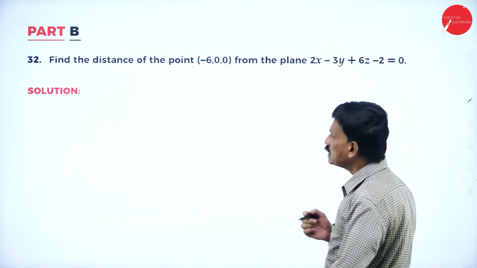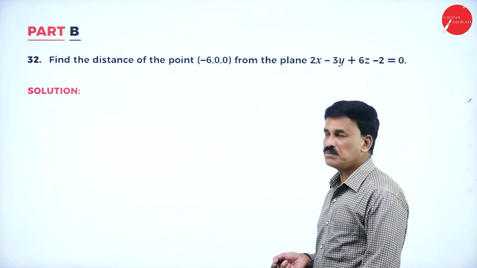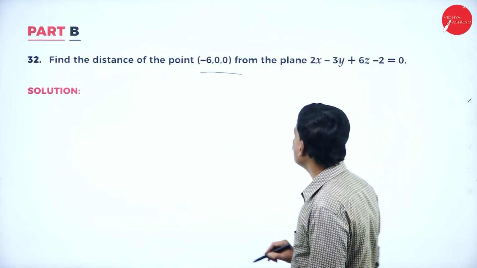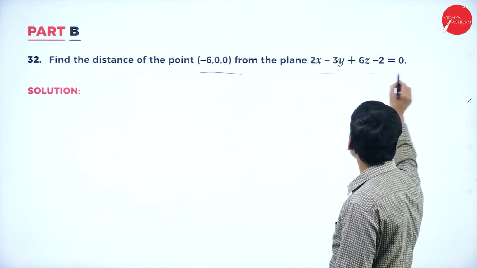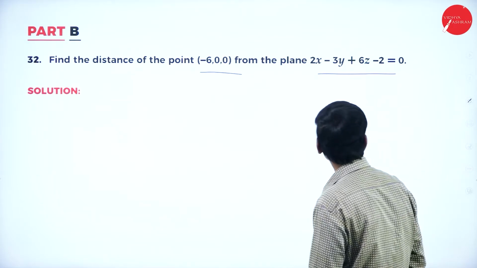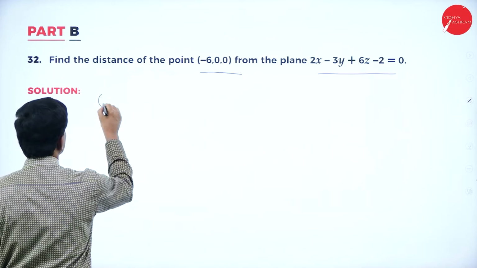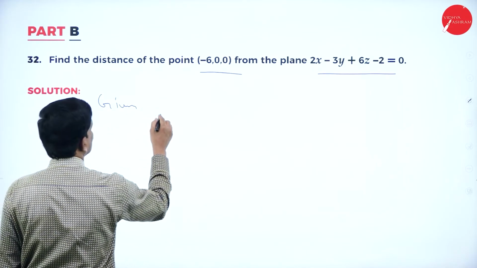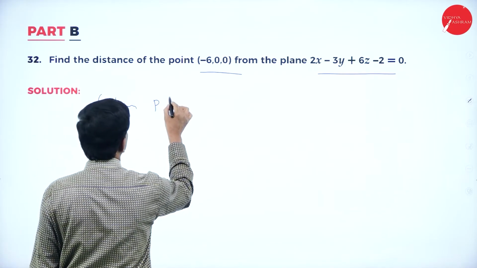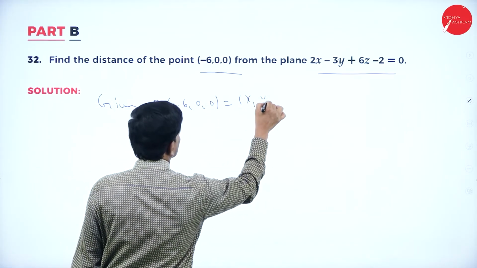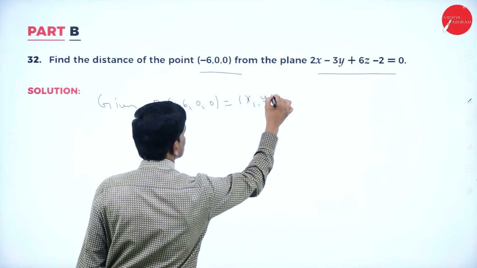32nd problem. Again it is from three-dimensional geometry. Find the distance of the point (minus 6, 0, 0) from the plane 2x minus 3y plus 6z minus 2 is equal to 0. Now what is the given point? Given P is (minus 6, 0, 0). Let us consider this as x1, y1 and z1.